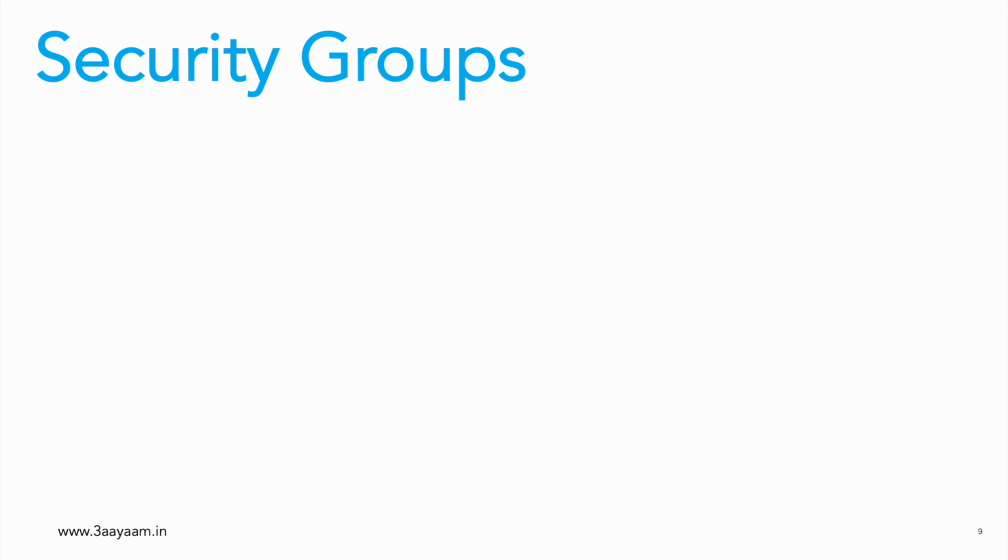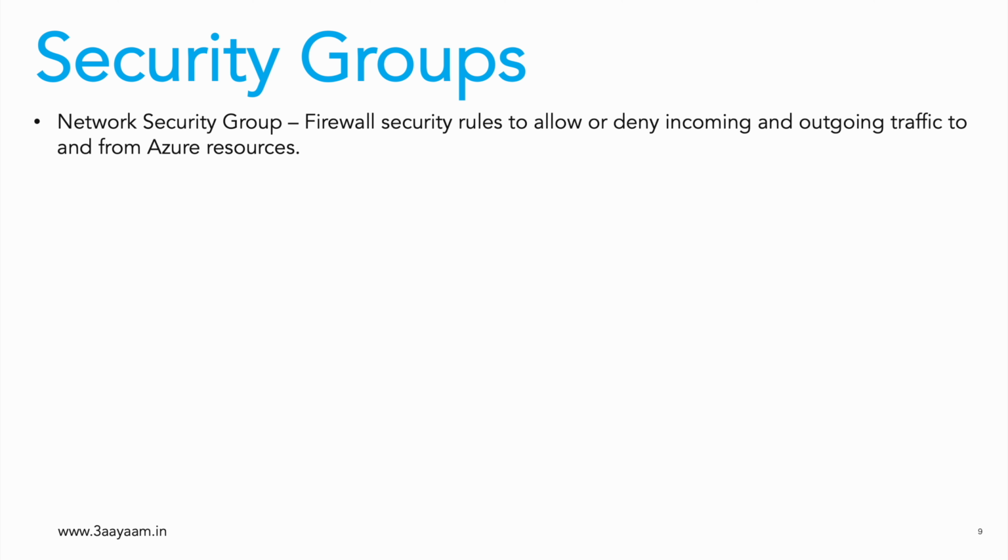The next component that I want to discuss is security groups or firewall rules. And there are two types of security groups. One is the network security group, or NSG, which is used to create firewall rules to allow or deny incoming traffic and outgoing traffic from other Azure services or from other resources.